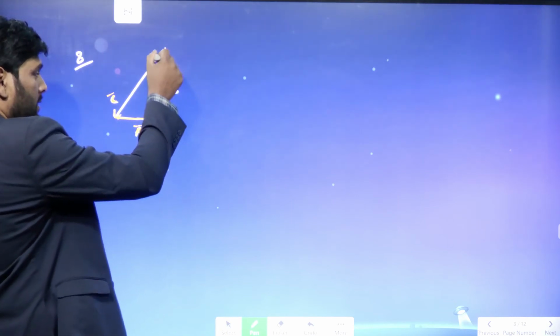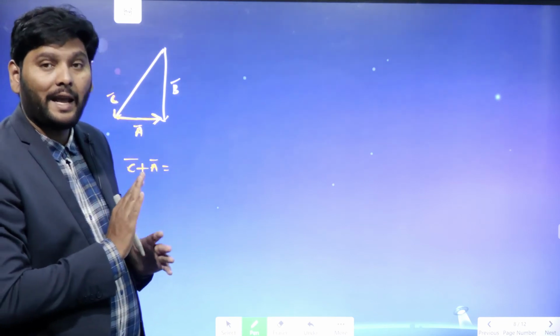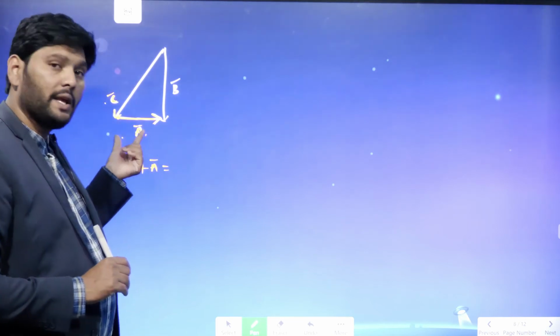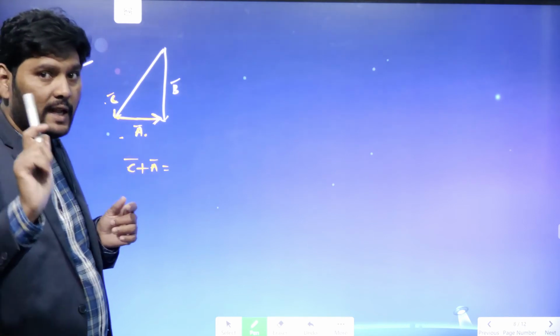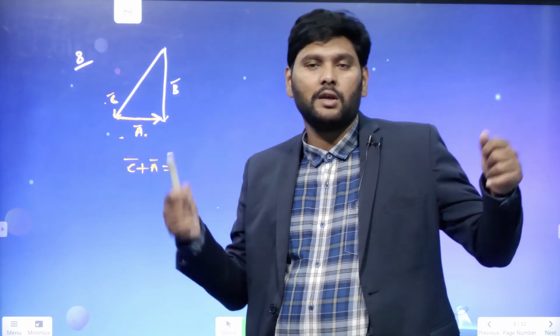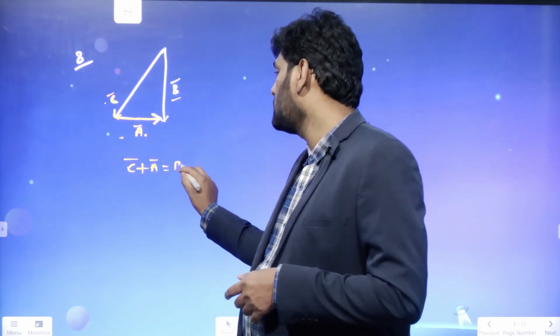Now what is the addition? This question is basically on which topic? The triangle of vector addition. First vector I am taking C bar, second vector I am taking A bar. Whenever we are using the triangle of vectors, the first vector's head and the second vector's tail must be joined without changing the direction of the vectors, and the resultant is the closing side from the first vector's tail to the second vector's head. That line will give you the resultant. Here the resultant would be your B.